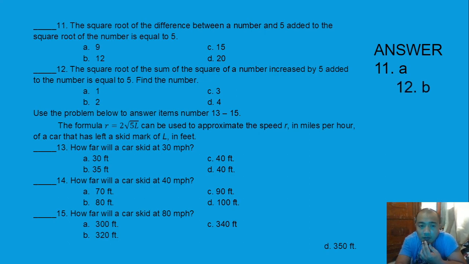And for numbers 13 to 15, use the formula r equals 2 square root of 5L. Number 13: how far will a car skid at 30 miles per hour? The answer is 40 feet. How far will a car skid at 40 miles per hour? B, 80 feet. How far will a car skid at 80 miles per hour? 320 feet.